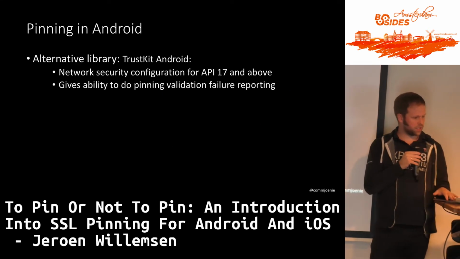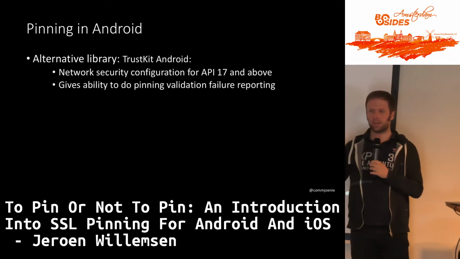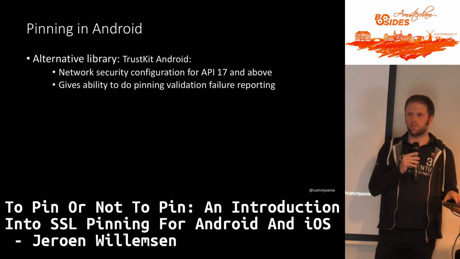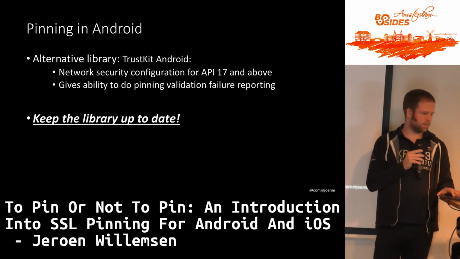An alternative is TrustKit for Android. So if you don't want to go all programmatic, but you just want to have that XML from Android Nougat, then TrustKit for Android can do this for you. Basically, you enable that, and then you can just still use that XML, and it will work.